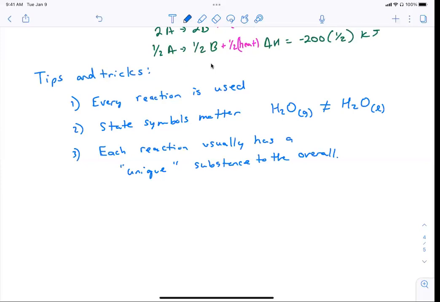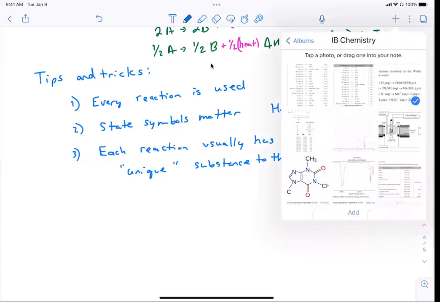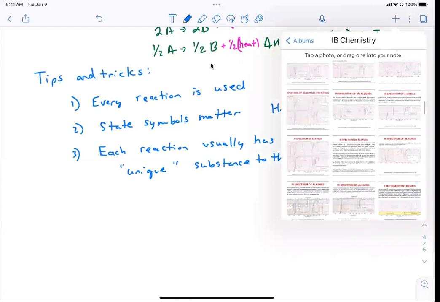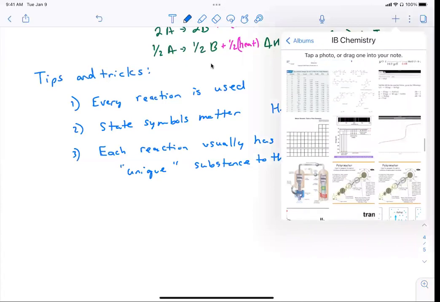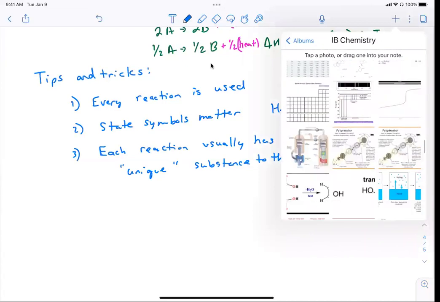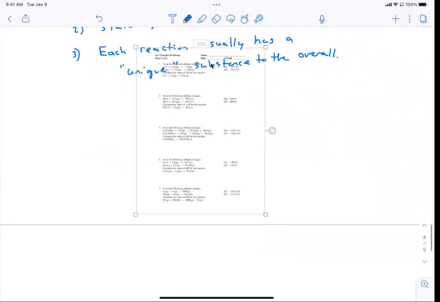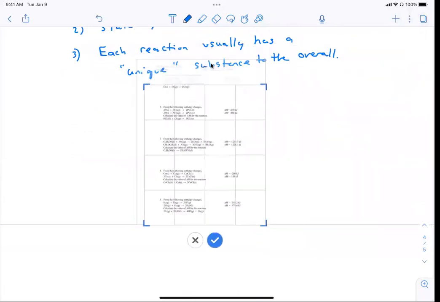So for example, let's say we have something like this. I do have some Hess's law problems, oh, not that one. Let's say we have something like, let me add this. Okay, hold on a second. Hold on.